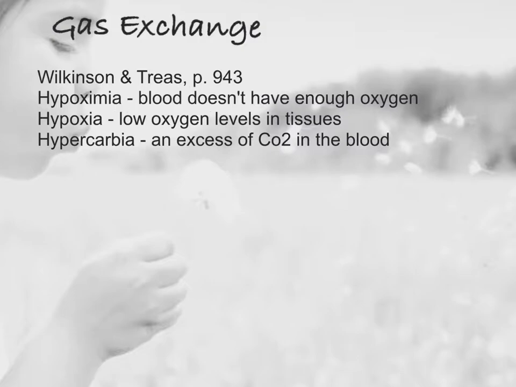We're going to talk about hypoxemia. These are alterations in gas exchange. Hypoxemia means that the blood doesn't have enough oxygen. That "emia" tells you that we're talking about blood, like anemia means that there's not enough red blood cells. So hypoxemia means low oxygen levels in the blood. Hypoxia is low oxygen level in the tissue. So the tissues are starving.